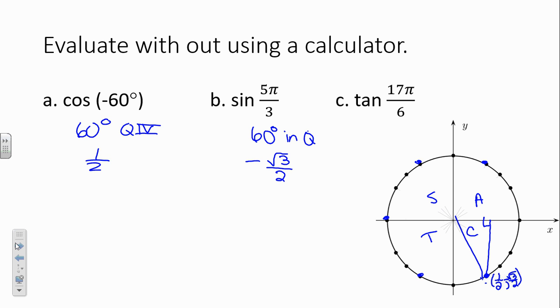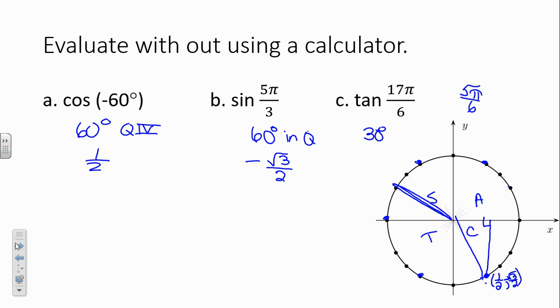Next one, tangent 17 pi over 6. When we see the 6 in the denominator, we know what kind of angle? 30 degree reference angle. Okay, so yeah, take off 12 pi over 6. That's a rotation, right? Two rotations. What's left? 5 pi over 6. We've gone around 2 times, right? But now we've got to get 5 pi over 6. This is 1 pi over 6, 2 pi over 6, 3, 4, 5. 150 degree angle, if you want to think in degrees.